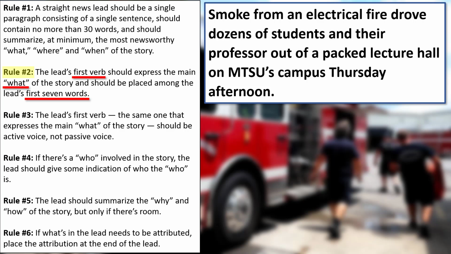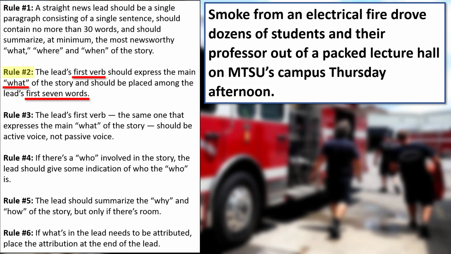So to convey that main what, I chose the subject-verb combination smoke drove, and I placed the first verb, which is drove, among the lead's first 7 words. So it's actually 1, 2, 3, 4, 5, 6. It's the 6th word in. See that? And what this rule does is it forces you to talk about the main what of the story right at the beginning of the lead.